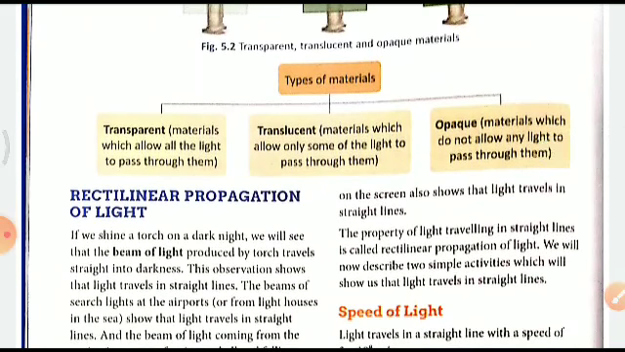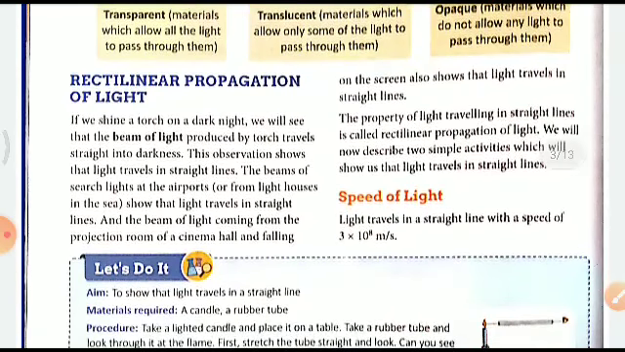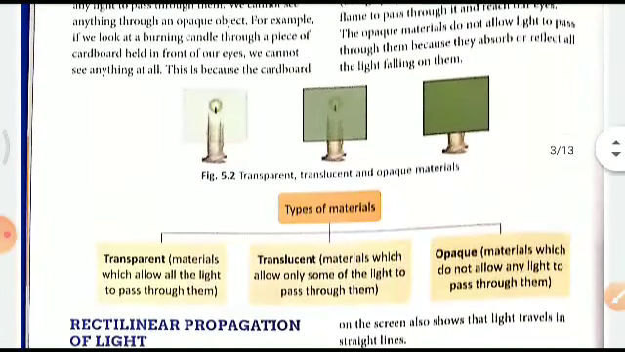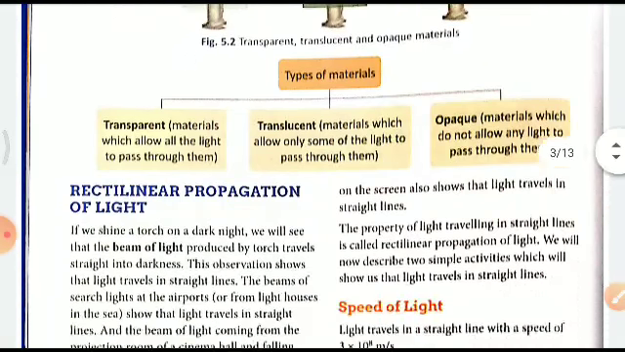Next we come to a very, very important topic, which is the rectilinear propagation of light. It simply says that light travels in a straight line. This is the experiment here. Three cardboards are there, to tell you all. In the center there is a candle, and we put a hole in the second one, and then we will see the light on the third cardboard.